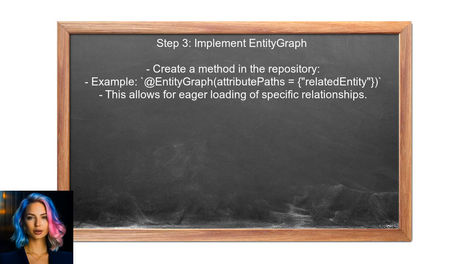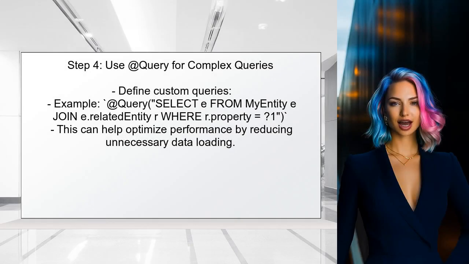Additionally, the user can implement a custom entity graph to control the fetching strategy. This can be done by creating a method in the repository that uses the @EntityGraph annotation. Finally, the user should consider using Spring Data JPA's @Query annotation for complex queries. This gives the user full control over the SQL being executed.